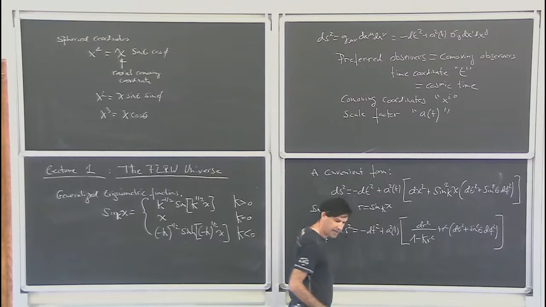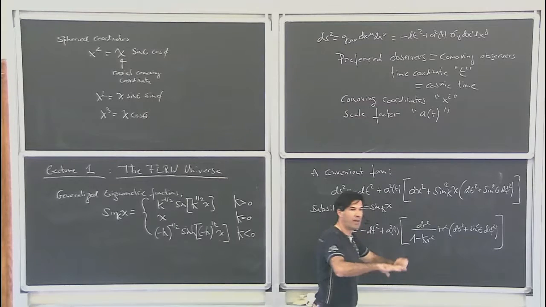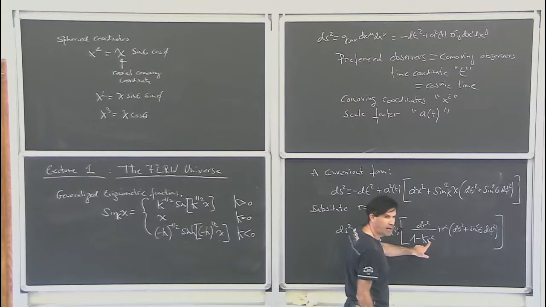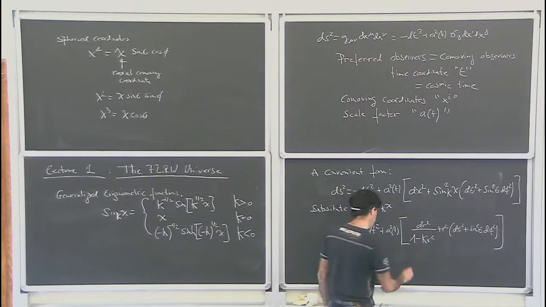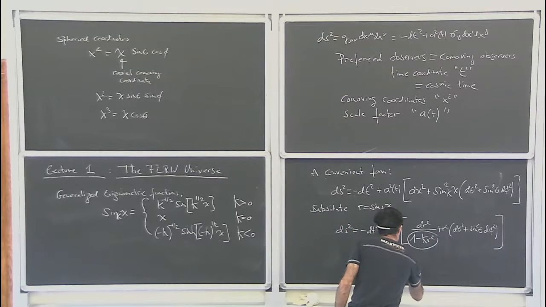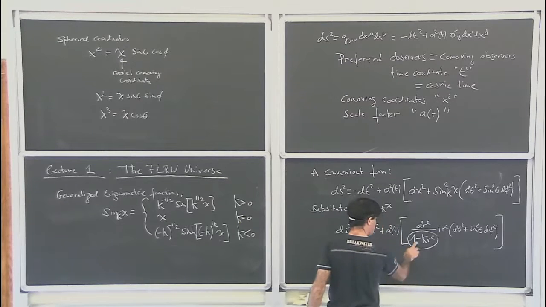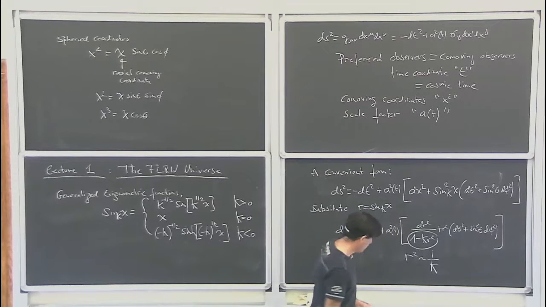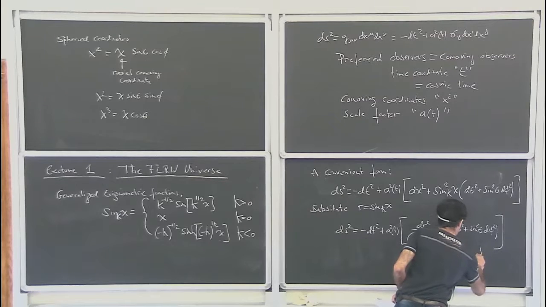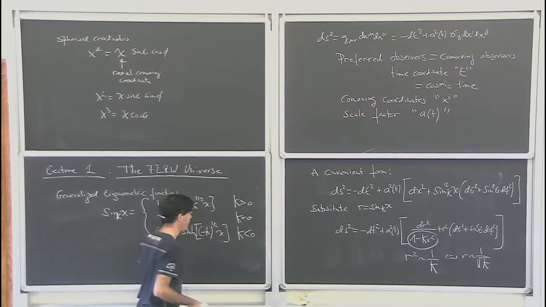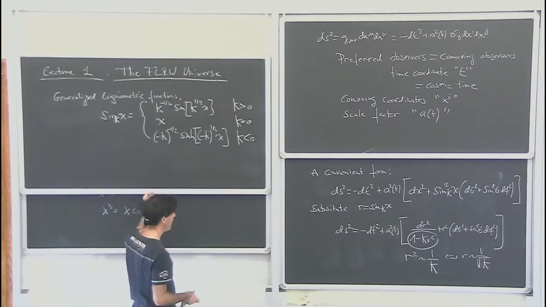But at least there is one advantage to writing the metric in this form: I see clearly that the effect of the curvature of space will become important when r squared is of order 1 over k. That's what I read off from here. Or, obviously, r goes like 1 over the square root of k. So this suggests defining a curvature radius of the universe.